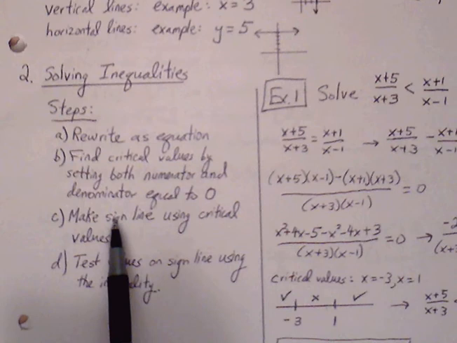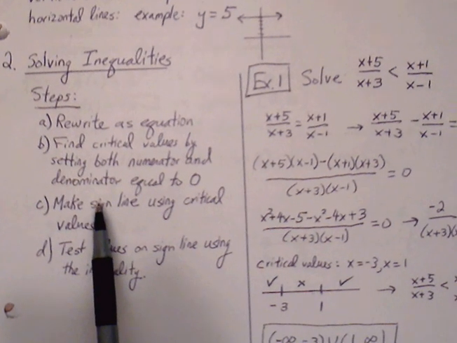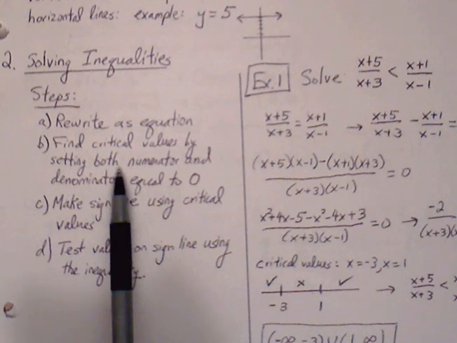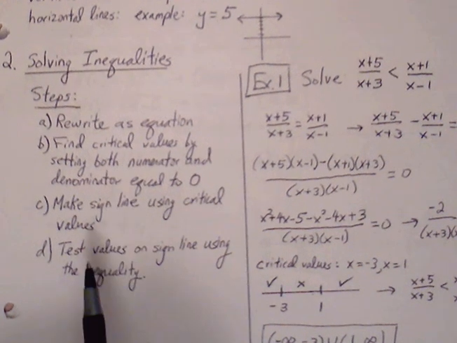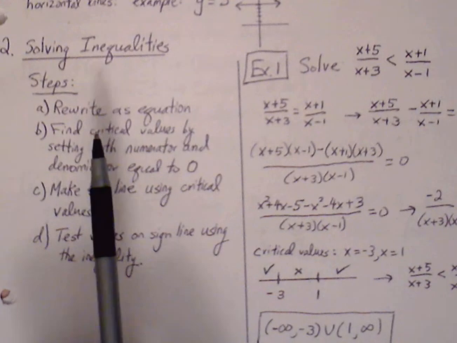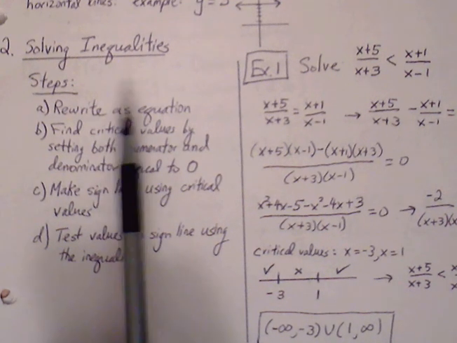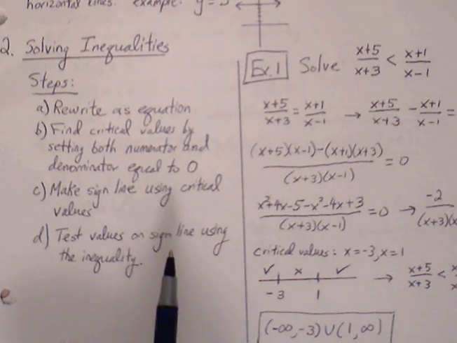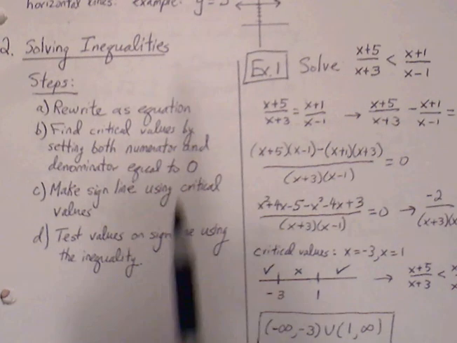And next, make a number line or sign line using the critical values that we found from step B. And finally, we're going to test the values on the sign line using the inequality from the original inequality to determine where the intervals are true and where the intervals are false.